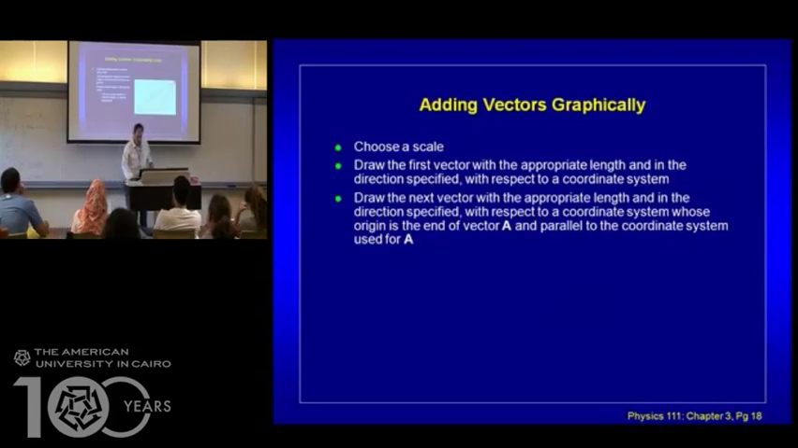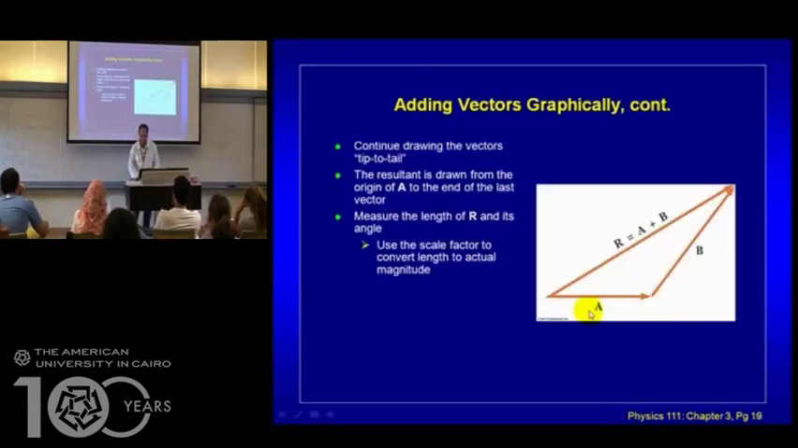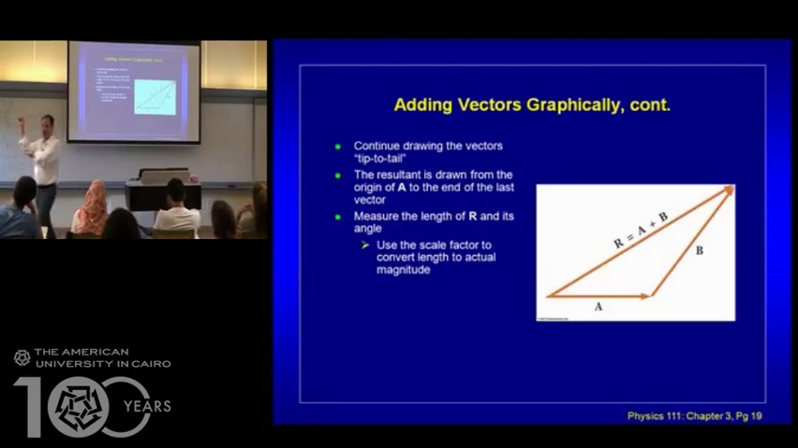If you have a vector A and a vector B, and you want to add them together, draw vector A. From the tip of vector A, put the tail of vector B. Draw the tail of vector B. Then connect the tail of A and the tip of B. That line that I'm drawing in the air now, that's A plus B.